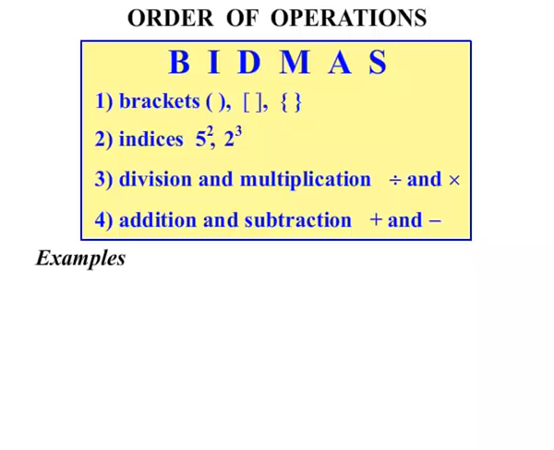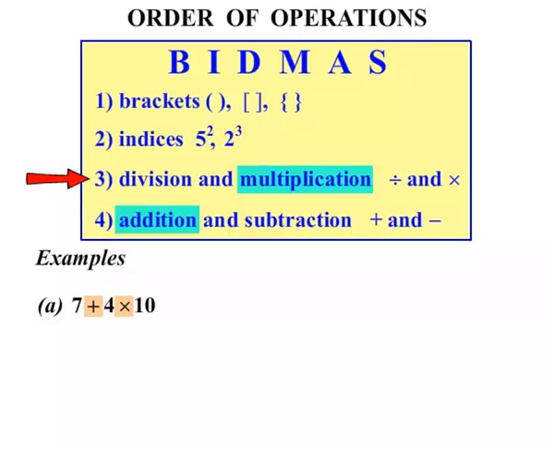Let's take a look at some examples. The first one, 7 plus 4 times 10. So we have an addition and a multiplication. Let's identify them on our list. There's the addition, there's the multiplication. Which one comes first, working our way from the top? Well, the multiplication will come in front of the addition. So we must do the times first.